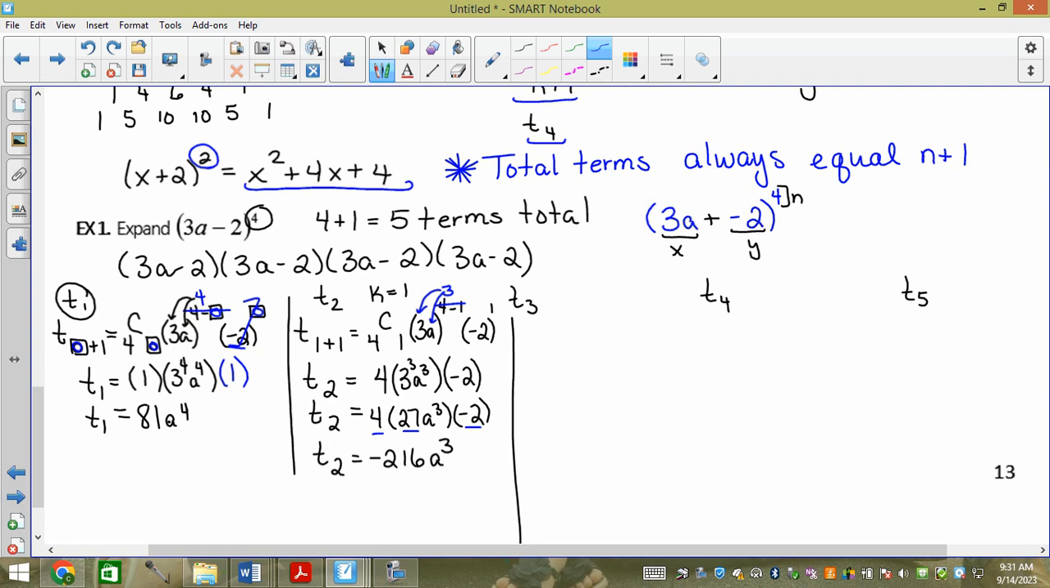So term 3, k equals 2. So now I have T2 plus 1 equals 4C2, 3A to the 4 minus 2, negative 2 to the 2. When you raise a negative to an even exponent, what happens to your negative sign? It goes positive. So we're using those grade 10 exponent laws that basically didn't exist in grade 11. So lots of grade 10 is used. A lot of grade 10 is used in grade 12.